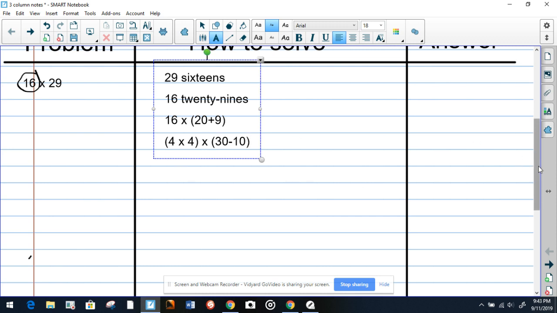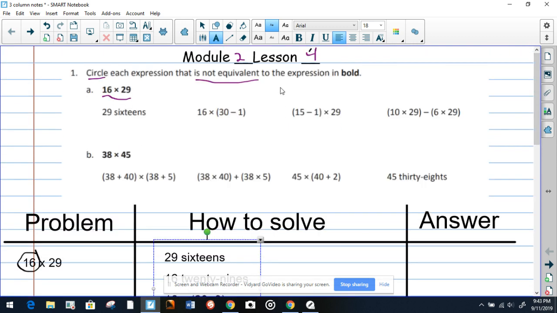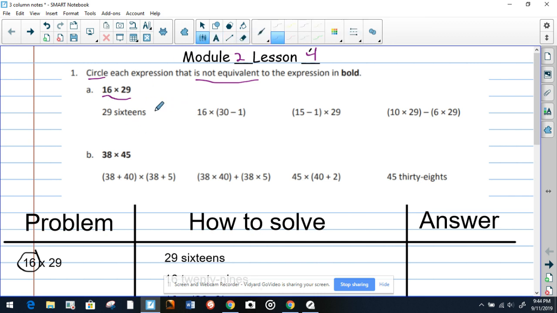Knowing all of this is going to allow us to solve these problems. We have to select the ones that are not the same. And to do this, we have to solve them. Well, we already found that this is the same, 29 sixteens, or 29 times 16. On this one is 16, which will be the number there, times 30 minus 1. See, now this will be equivalent. So I am not going to circle this one because it is the same as the original one.